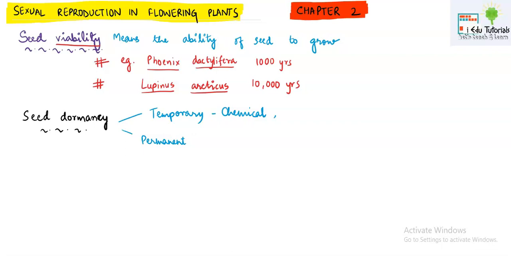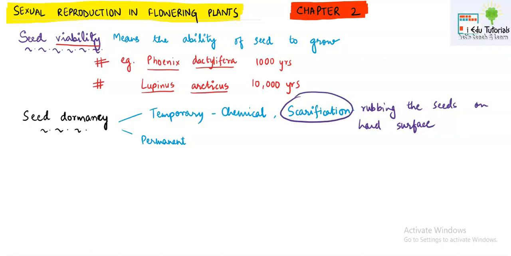Sometimes the seed coat is very hard and it does not allow water to go in. In that case, scarification of the seeds is done. Scarification means rubbing the seeds on a hard surface. So when you rub the seeds on a hard surface, this process is given a term and this is scarification.